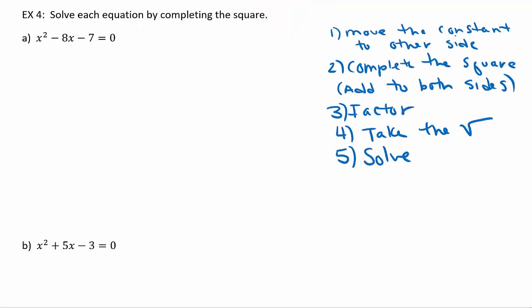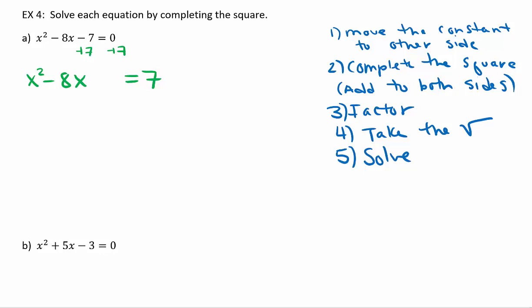So I've written down the steps that we're going to use to solve these equations. Feel free to pause the video if you find it helpful to write this down. We're going to start by moving the constant to the other side. So in this first problem, that means adding 7 to both sides. Notice I left a little bit of space so that I have room to complete the square.